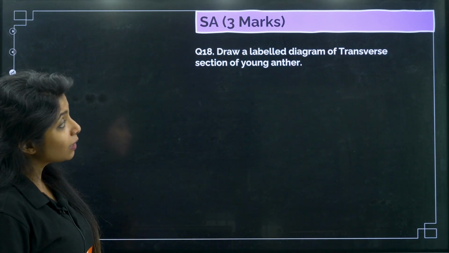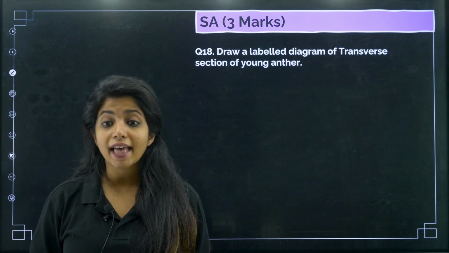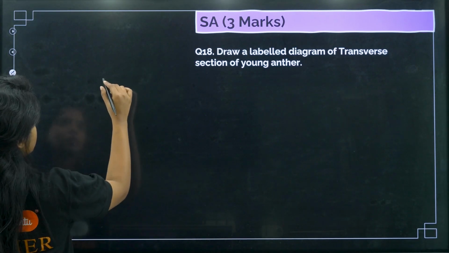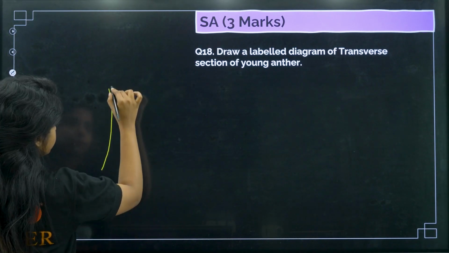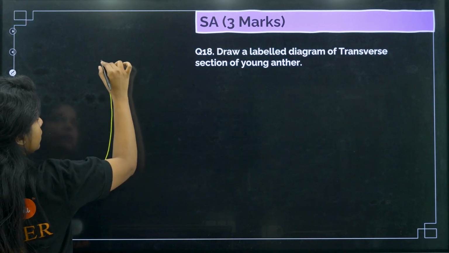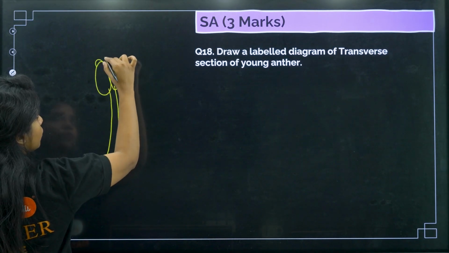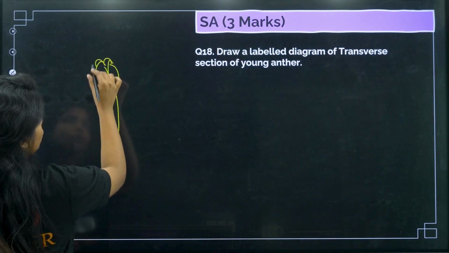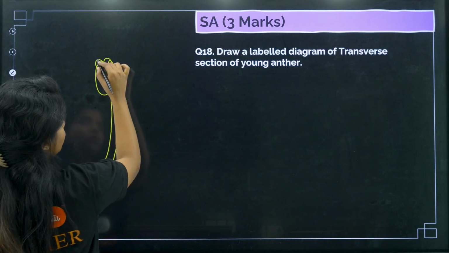So yes, draw a labelled diagram of the transverse section of a young anther. So anther, you know, it looks like this. This is the filament, my dear children. Okay, this is the anther. You have 2 lobes in one anther.